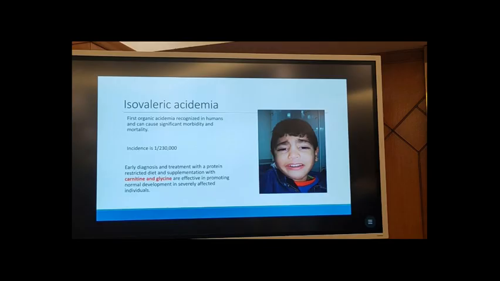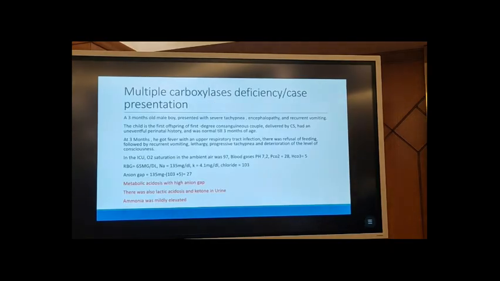So isovaleric acidemia is one of the acidemias which is rewarding, and usually, unlike methylmalonic or propionic acidemia, if you diagnose the patient and give him proper treatment, they can have very good intellectual ability. Okay, so this was the first organic acidemia recognized. When they discovered organic acidemias, they discovered isovaleric acidemia first. The incidence is 1 for every 230,000. Early diagnosis and treatment with a protein-restricted diet, supplementation of carnitine and glycine are effective in promoting normal development. So this is isovaleric.